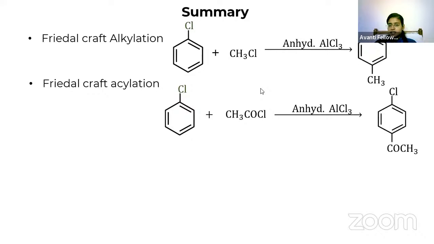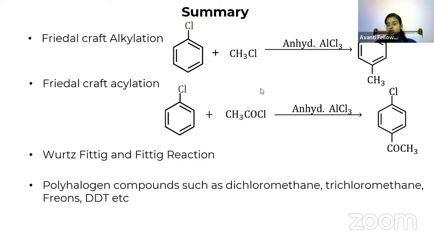Later on, in the reaction with metals, we have discussed Wurtz-Fittig and Fittig. Finally, at the end of the lesson we have the polyhalogen compounds like dichloromethane, trichloromethane, tetrachloromethane, freons, DDT, and triiodomethane. So we have discussed the 6 polyhalogen compounds at the end of this lesson. With this, the lesson is getting over. In the next session, we will start with a new lesson.